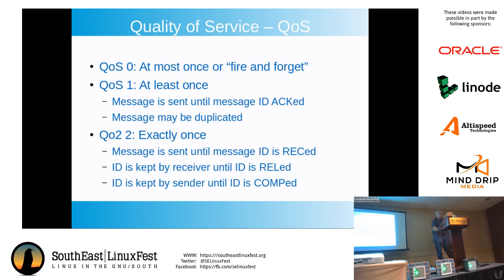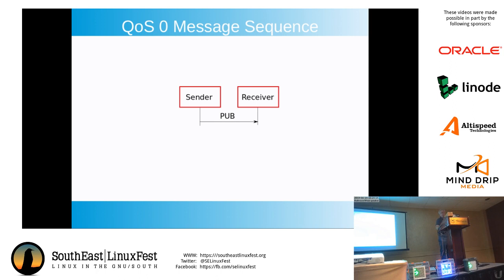The quality of service has three levels. QoS 0 is basically fire and forget. If you look at the message sequence for that, you just send a publish request and that's it. It just goes up and you don't know if it made it and you don't care. That's good enough for a lot of things that you do. In fact, this is the only one I've ever used.